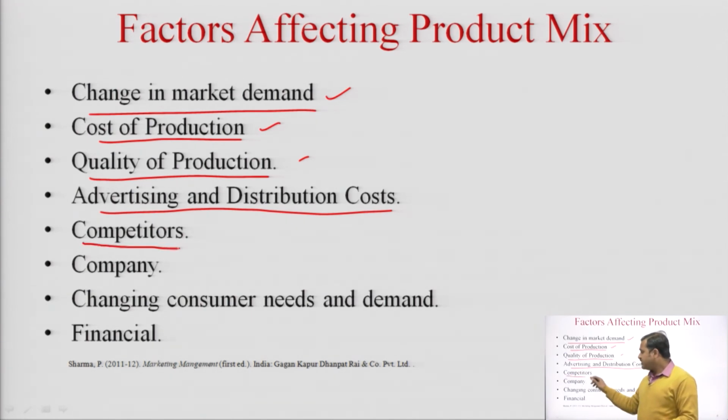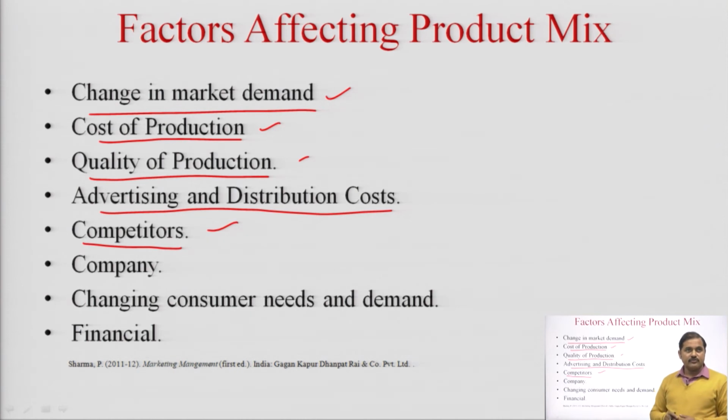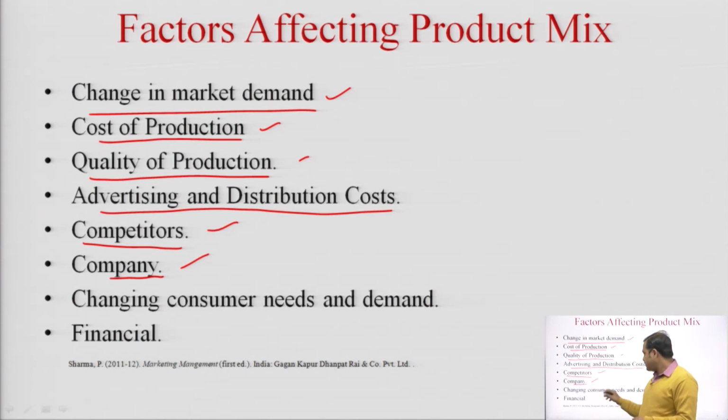Based on the competitors, or the level of competition existing in the market, I have to decide and redesign. Maybe I have to come up with new products, more variety, more choices, more variants, more new product lines, just to remain in the market. Then the company itself: maybe the company's vision, mission and objectives are not in line with the things. So I have to take care of that, and as per the company's changing objectives and purposes, I need to redefine and redesign my product mix, so that I can cater to the needs and objectives of the organization.